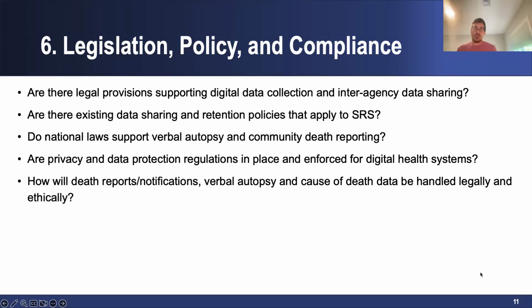Like I said, we went really deep technical, now we're backing up a little bit. So legislation, policy, and compliance: what legal provisions exist within your country that you need to, one, be aware of, and two, comply with? So are there data sharing policies, data retention policies that apply to SRS? Do national laws support verbal autopsy and community death reporting? And then from a privacy and data protection and ethical perspective, how will you design an SRS ICT system that protects all of those things and complies with relevant policies and procedures?